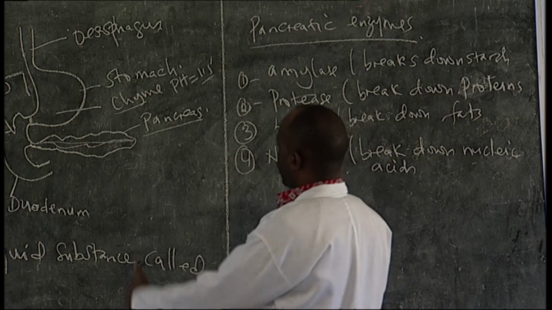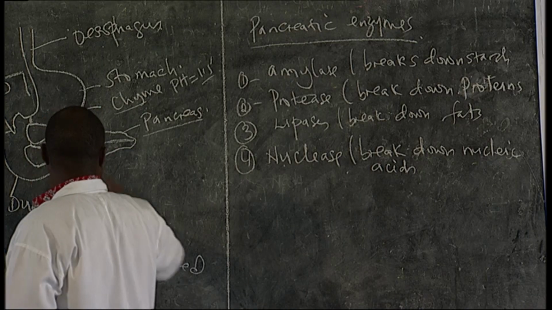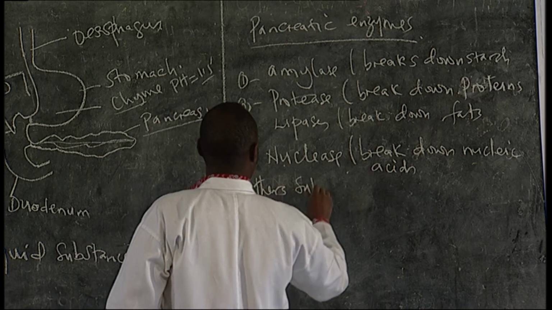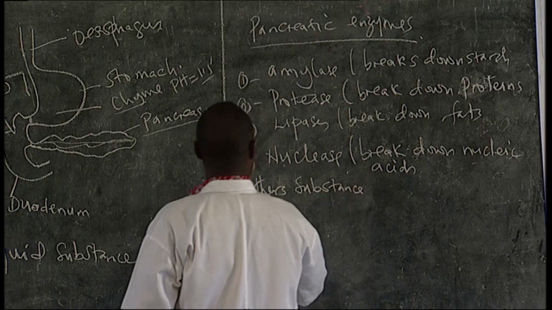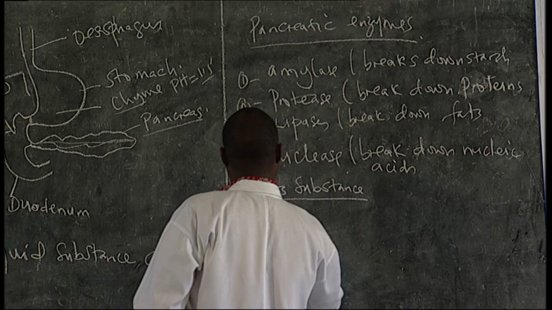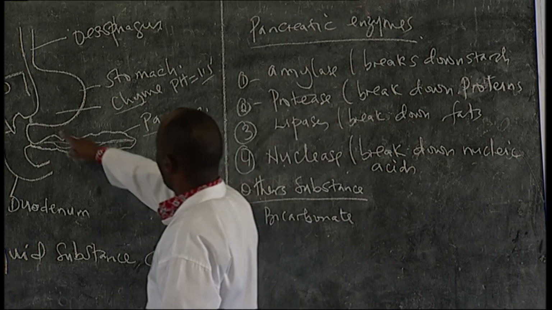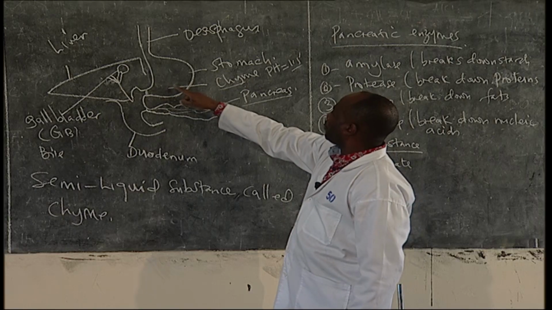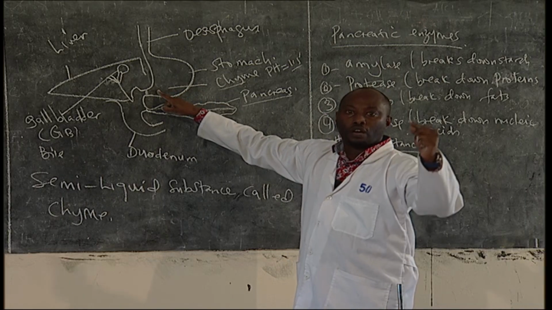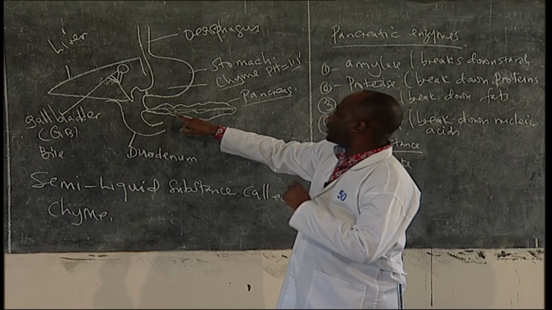But there are also other substances that are released by the pancreas to perform the function of breaking down the food, which is the bicarbonate. This bicarbonate is very important because, as I told you, once the chyme is released from the stomach, it has a pH of around 1.5. So once it is released, the pancreas has to release bicarbonate.